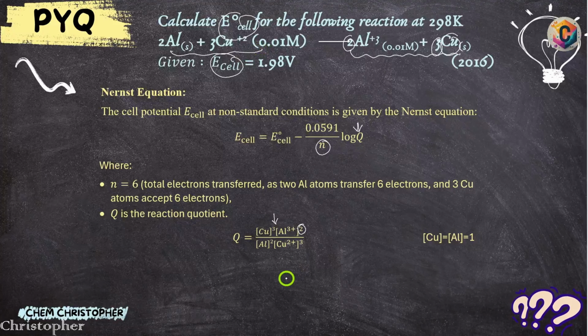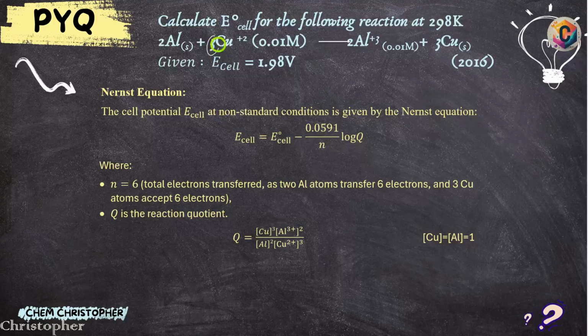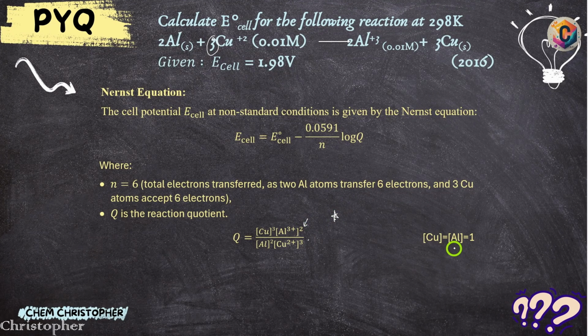Reactants have to be written in the denominator. Here I have Al, before Al I have number 2, so Al power 2, copper plus 2. Before that I have number 3, copper plus 2 power 3. Usually students often forget to write the powers. Please be very careful, this step is important.